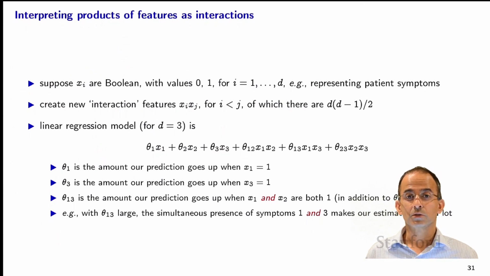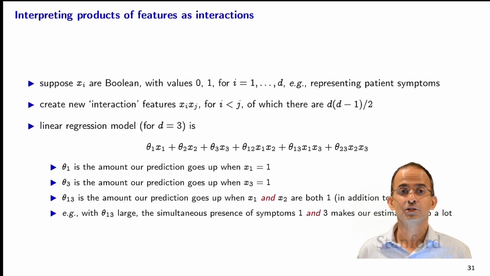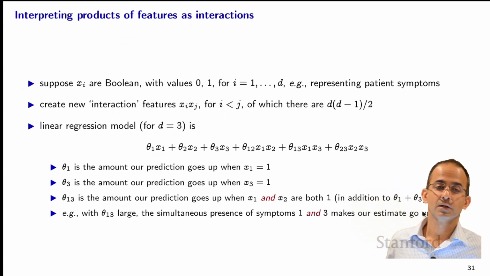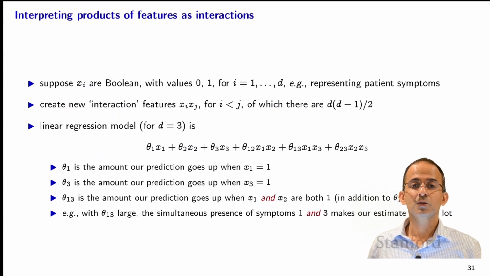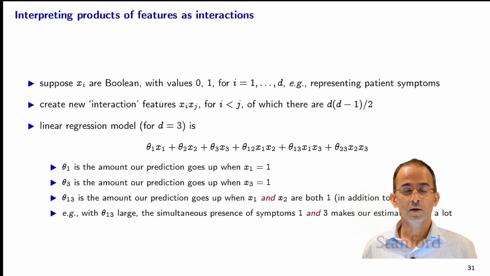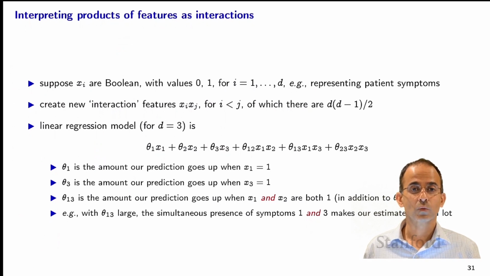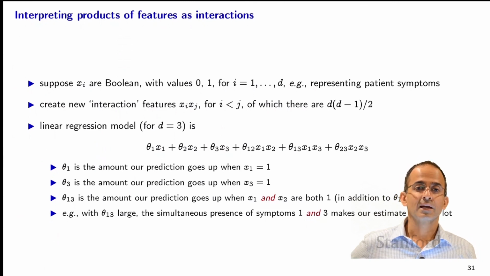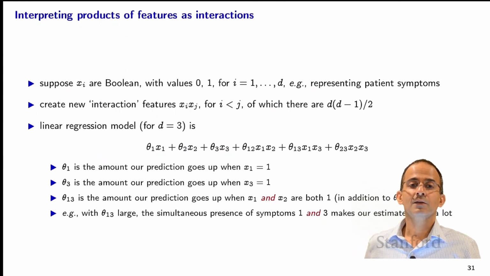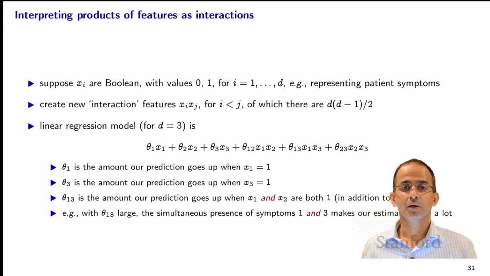In addition to theta 1 and theta 3, you get this additional boost in your prediction. This is saying that when two symptoms both occur, then we believe our predicted value of whatever it is we're predicting should have an additional amount added to it, theta 1,3. Another way to say it is that if theta 1,3 is large, then if you've got both symptoms simultaneously present, then we increase our estimate a lot.